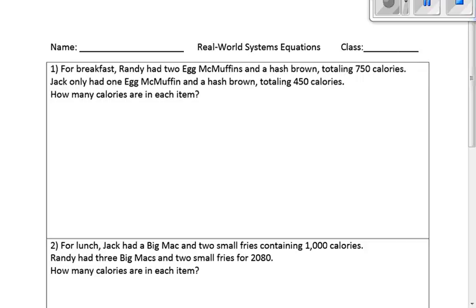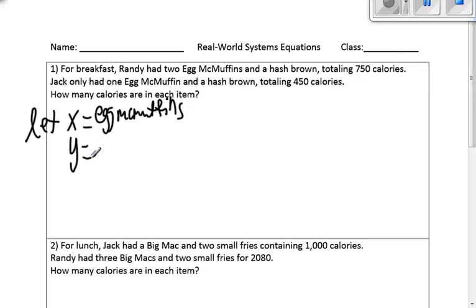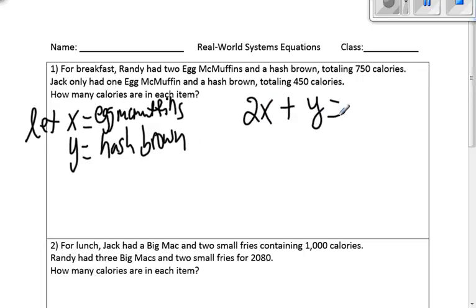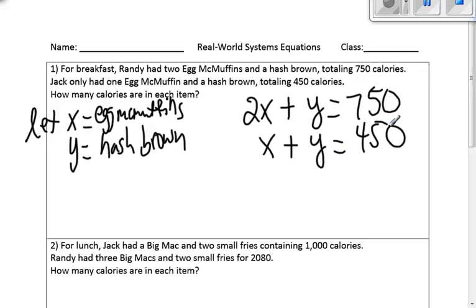Since most of you are just using X and Y anyway, I'll use X and Y. Let X equal Egg McMuffins and Y equals hash brown. You need to write this step down so that you don't mix them up. So Randy had 2 Egg McMuffins and a hash brown, and it was 750 calories. Jack had 1 Egg McMuffin and 1 hash brown for 450 calories. How many calories were in each?